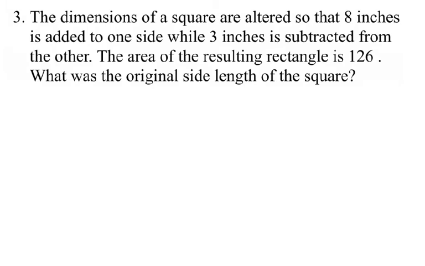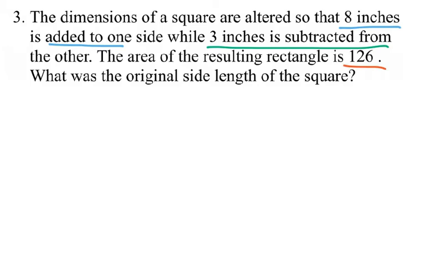Alright, the dimensions of a square are altered so that 8 inches is added to one side while 3 inches is subtracted from the other. The area of the resulting rectangle is 126. What was the original side length of the square?